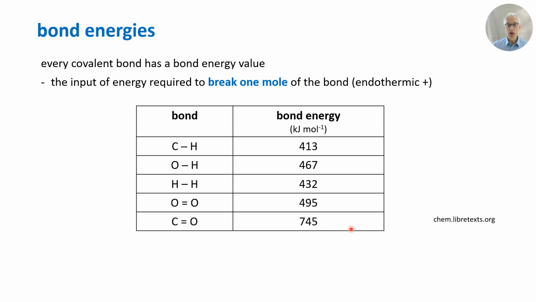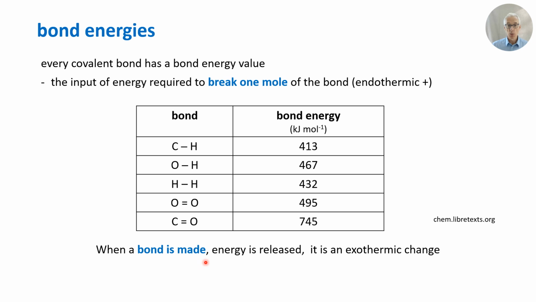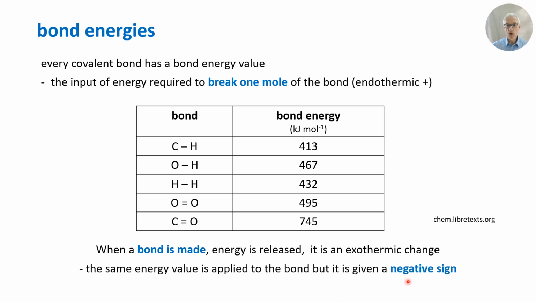In breaking those bonds, the energy change is given a positive sign. It is an endothermic process. So when a bond is made, the opposite is true. Energy is released. It is an exothermic change, and therefore the energy change is given a negative sign.